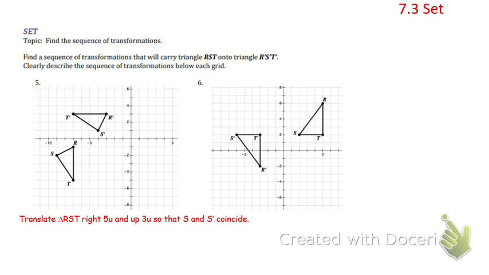Now, you don't have to use S. You can actually do R first. You can do T. It doesn't really matter. Just pick one of them. I'm choosing this one. I'm going to make my S and S prime coincide.